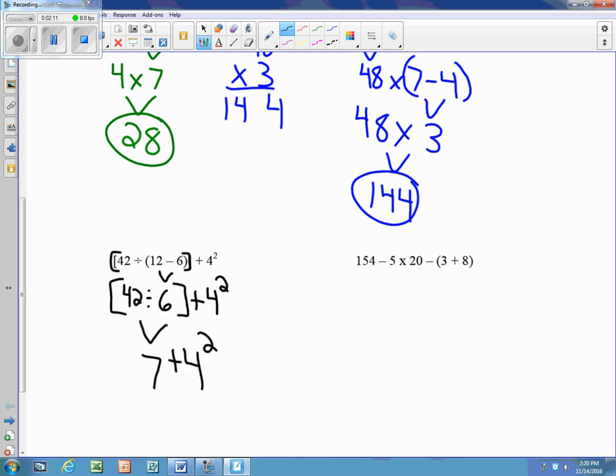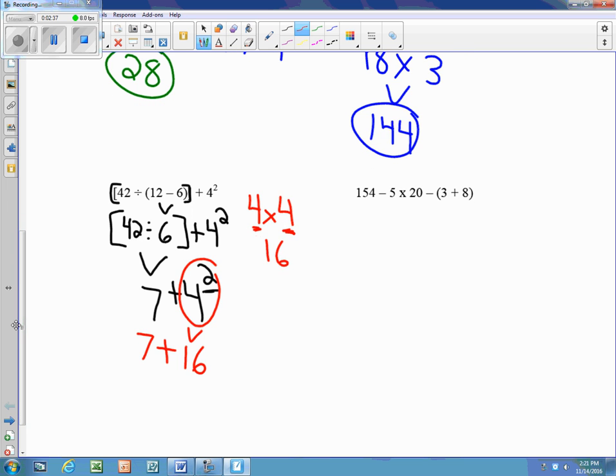Now if I go through my order of operations, I did brackets. There's no more parentheses, but there are exponents here. I see this exponent up here. And what this exponent right here really means is 4 times 4, 4 multiplied by itself 2 times. 4 times 4 is 16. So I write 16 here instead of 4 to the second power. And then I have 7 plus 16, and that comes out to 23.